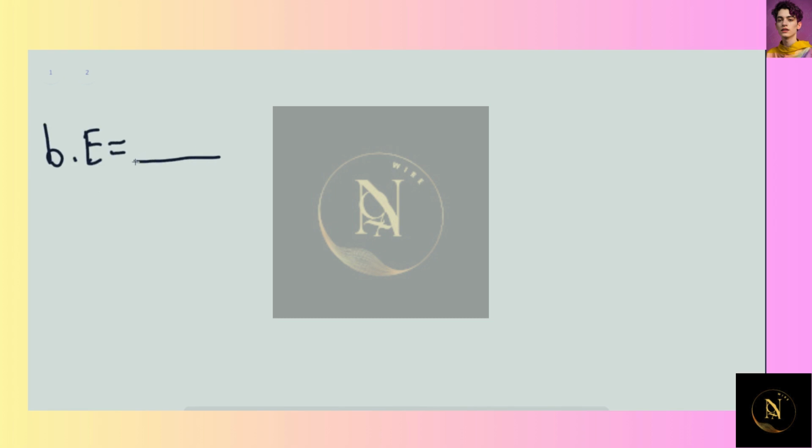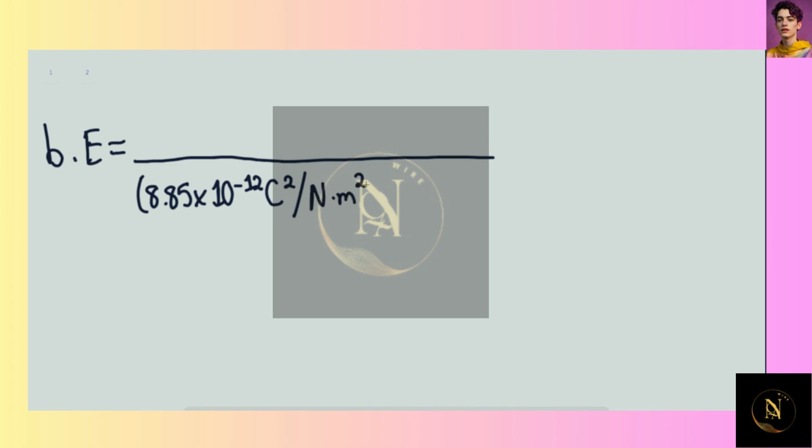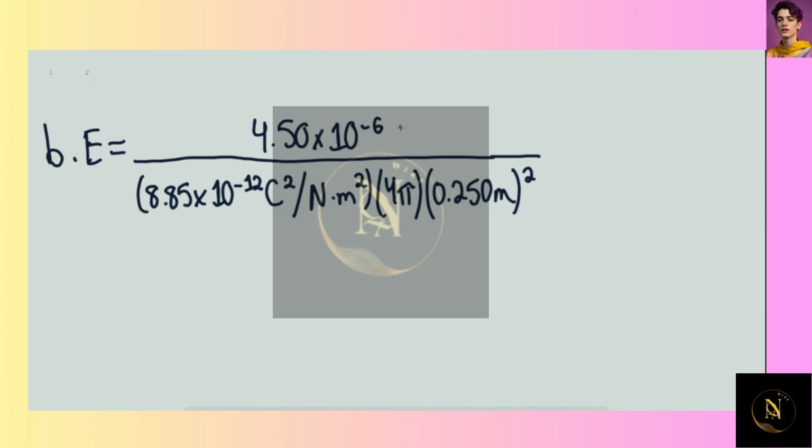This would be equaling, for the denominator, 8.85 times 10 to the negative 12th coulomb squared per Newton per meter squared. This would be multiplied by 4 pi r squared, so 0.250 meters quantity squared. And then for the numerator, we have 4.50 times 10 to the negative 6th coulombs. This is equaling 6.47 times 10 to the positive 5th newtons per coulomb. This would be your answer for part B.